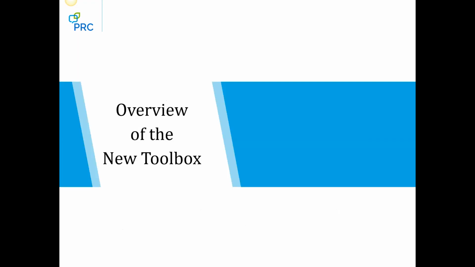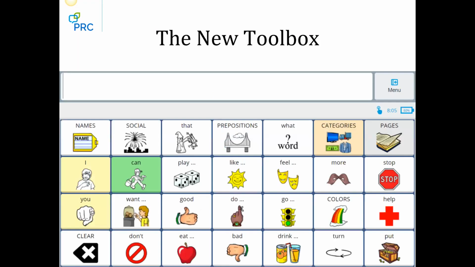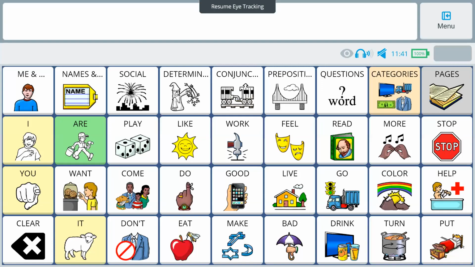So let's take a look at the overview of the new toolbox. This is sort of what a Unity will look like in a 7 times 4 is 28 location with the labels on. But what I'm going to try to do now is go ahead and switch over to my device and share my device on here. Oh, great. Looks like it's coming up, so that's good.